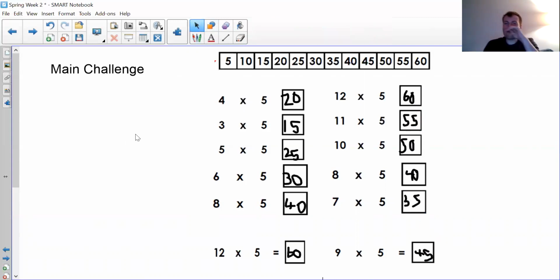And while you're at it, have a think. What do all these numbers have in common? Hopefully, we can spot that every single number ends in a 0 or a 5. Okay? 0 and 5. So if you're ever working out a question that's times 5 and your answer is, say, 23, it's not going to be right because it does not end in a 0 or a 5. It must end in one of those 2 numbers for it to be in the 5 times table.